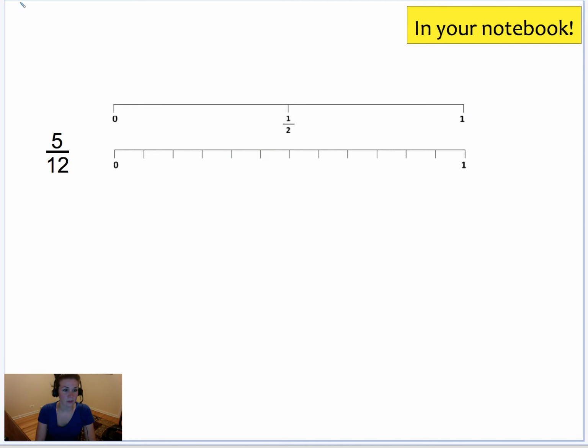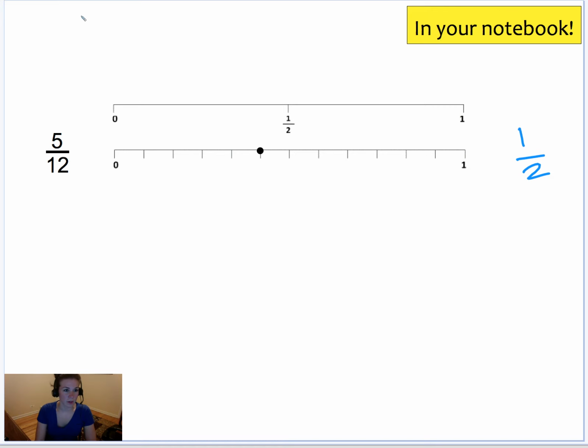Now for the next fraction it was 5/12, so now I take my whole piece from 0 to 1 and I'm dividing it into 12 equal parts this time. And the numerator's 5, so I'm going 1, 2, 3, 4, 5. So that point would be there. And then I can tell that 5/12 is closest to 1/2 using the number line above it.